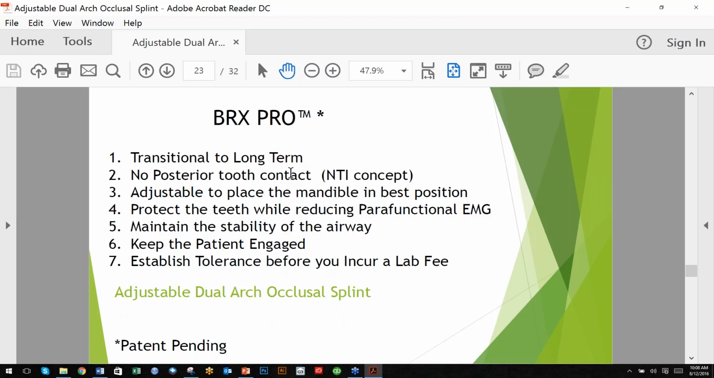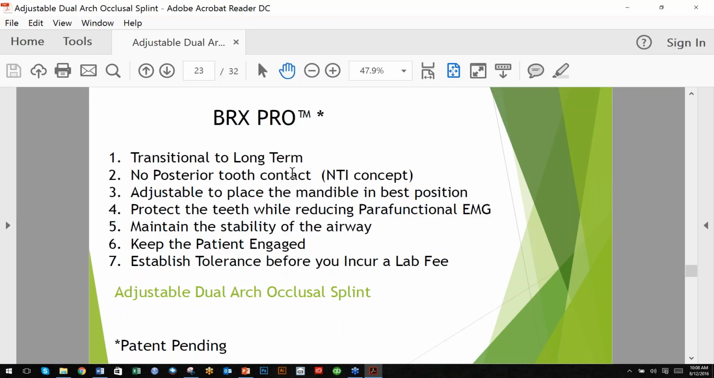Okay, and then you can also establish, if you suspect that this may not work, try the BRX Pro before you do your impression for the long term and see, can they tolerate the BRX Pro? If they can, say, come in, let's take an impression, keep wearing the Pro, and when your long-term appliance comes back, we're going to trade. Okay, that way you save the outcome.